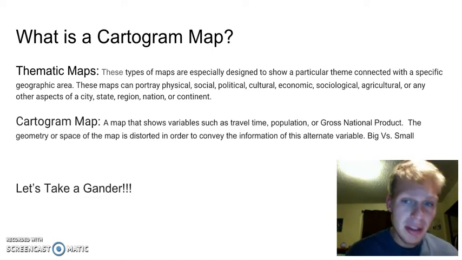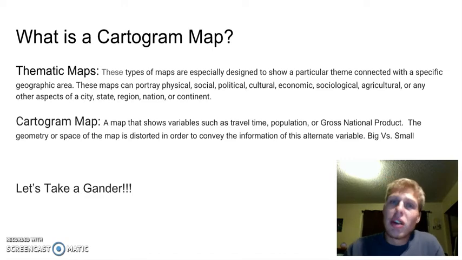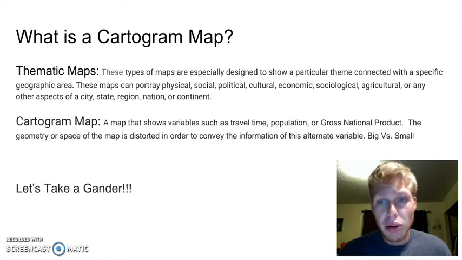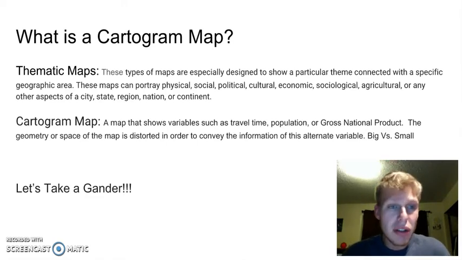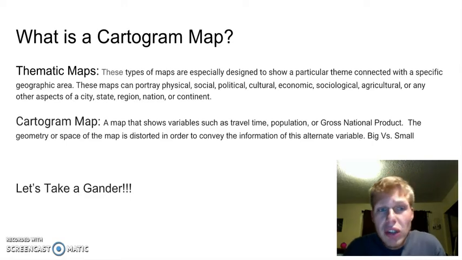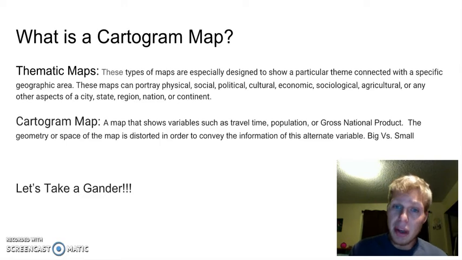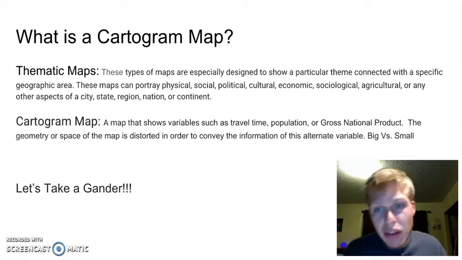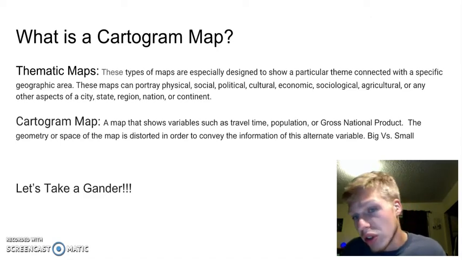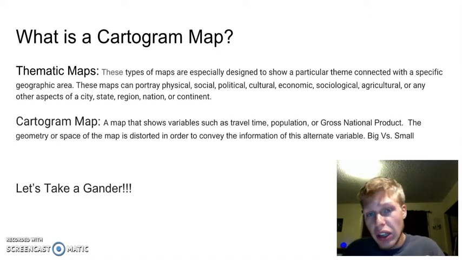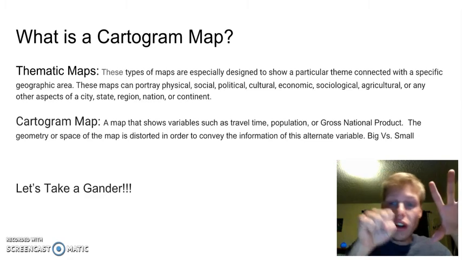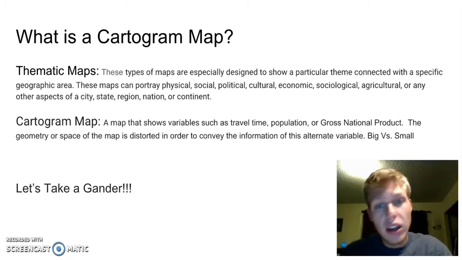Some of the ones we've looked at were economic maps, land use maps, or possibly vegetation zone maps. A cartogram map is similar, but it is a map that shows variables such as time travel, population, or gross national product, or GDP, that we talked about yesterday in class. The geometry of the space on the map is distorted in a way to convey the information of this alternative variable. It's going to be big when there's more of something and smaller when there's less. So if there's a higher population in one country versus another, that country is going to be very large to show that it has a large population, and the other country would be quite small to show that it has a smaller population.